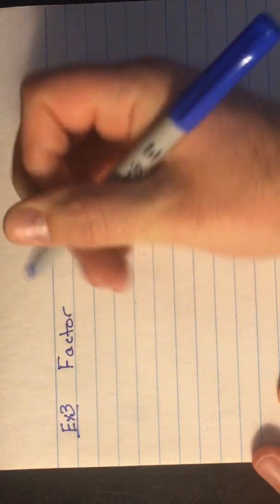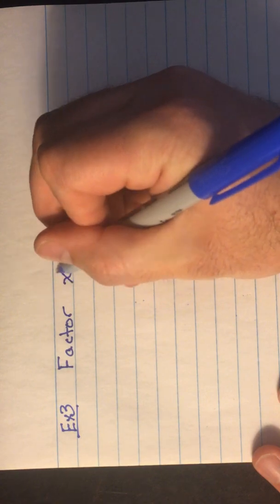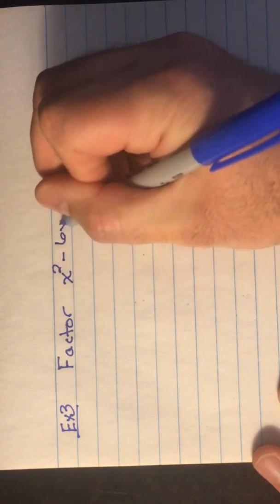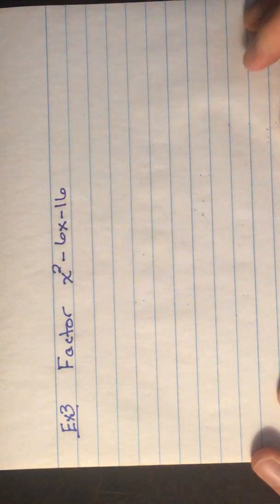I did want to look at a couple of examples that had some subtractions in them, and ones where the combinations of numbers aren't as easy to figure out. So all of our directions are going to be the same today. It's going to ask us to factor. This one is going to be x squared minus 6x minus 16.